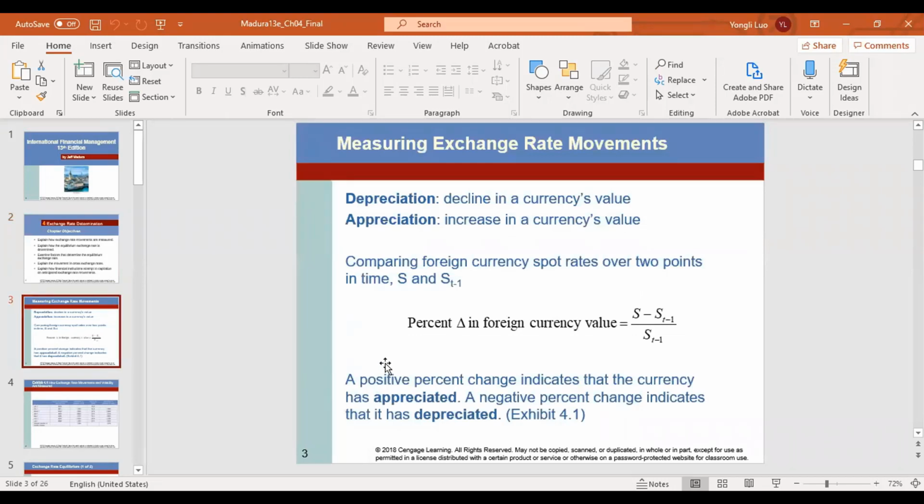Measuring exchange rate movement could be depreciation or appreciation. Comparing foreign currency spot rates over two points in time, we can get the percentage change in foreign currency value. Use S_t minus S_t-1 divided by S_t-1. A positive percent change indicates that the currency has appreciated. A negative percent change indicates that it has depreciated.